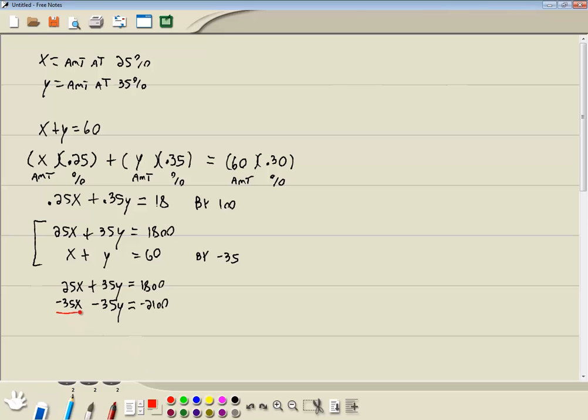Now we want to add these using the addition method or elimination method, depending upon what book you're using. Let's see, 25x minus 35x is negative 10x. Boy, I'm really doing a bad job on basic math here. Equals 1800 minus 2100 is negative 300.